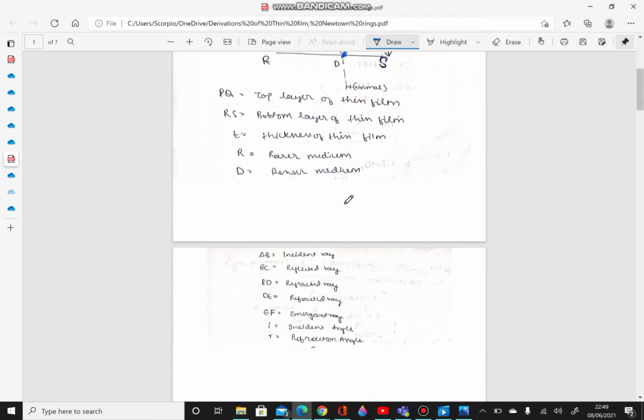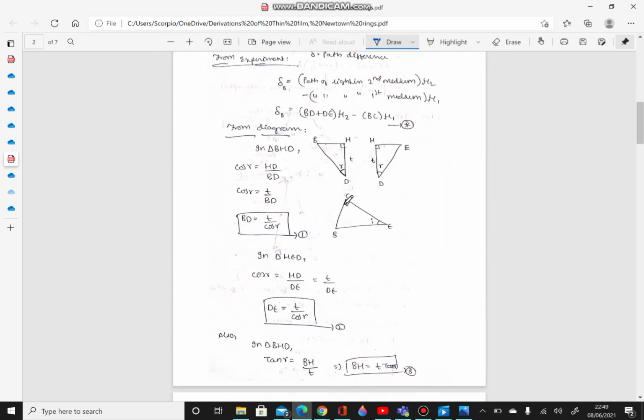So how are we going to use these terms in the experiment? Now consider the triangle BHD, since we have to find the value of BD, DE and BC. From this, to find BD, we have to find the value of cos r, that is cos of angle of refraction. That is, cos r is clearly, as you can see, adjacent side by hypotenuse, that is adjacent side HD by hypotenuse BD.